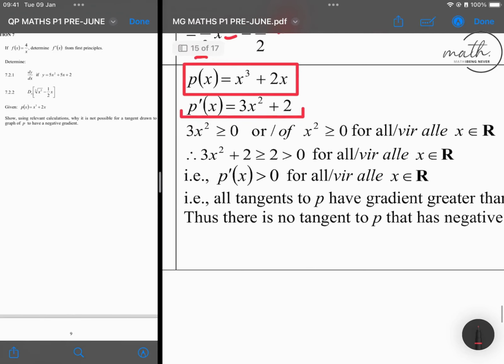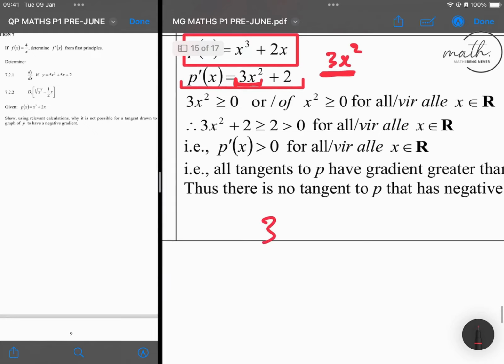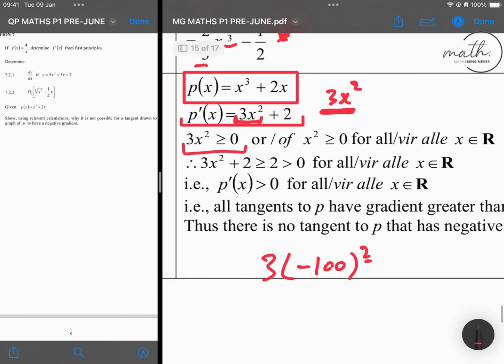Now, in this case, when you put in any x, look at this one, the 3x squared. On the x, if you put any number, the answer will be positive. So you can't make this negative. That is, if you choose x being negative 100, the answer still will be positive because of the squared. So that's basically what they're explaining here. So 3x squared is always going to be positive. Or you can just say x squared will always be positive. Therefore, the whole thing will always be positive.